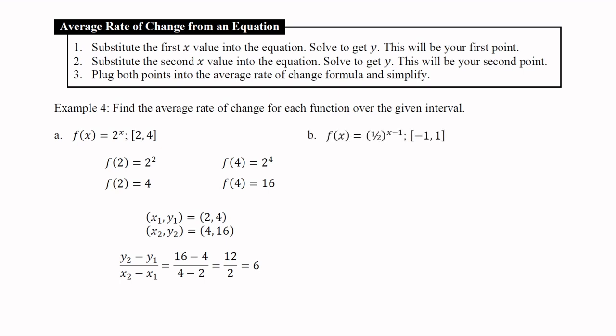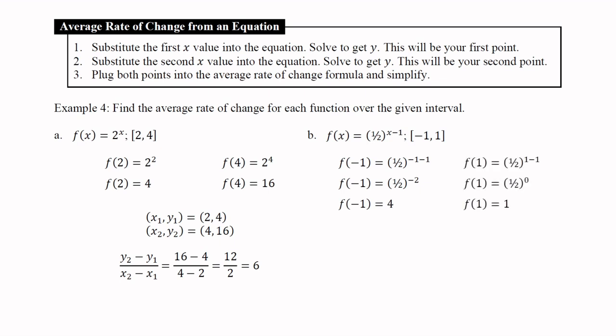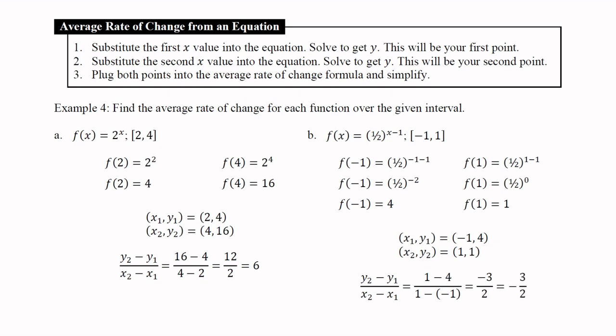For B, we have an exponential decay function, but we're going to do the exact same thing. We're going to take our -1 and plug it in, find our y. We're going to plug in our 1 and find our y. That gives us our 2 points, and we can plug that into our average rate of change formula, plugging in our x1 and our x2 and our y1 and our y2, and we can simplify to get -3/2.